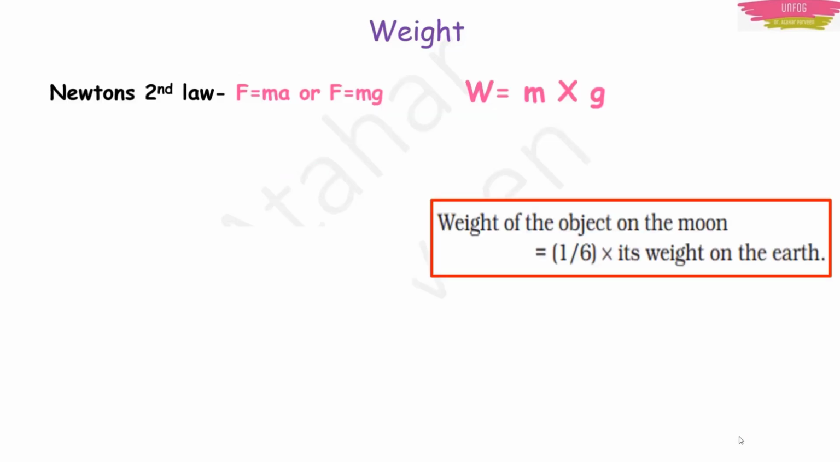One more thing which you have to remember is that the weight of an object on the moon is 1/6 times its weight on the earth. So if an object on earth weighs say 600 kg, then if that same object is on the moon, it will become 600 upon 6, it will become 100 kg. So a question may be asked based on this also.